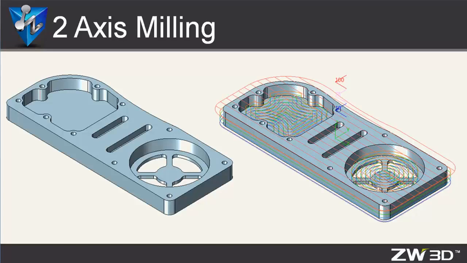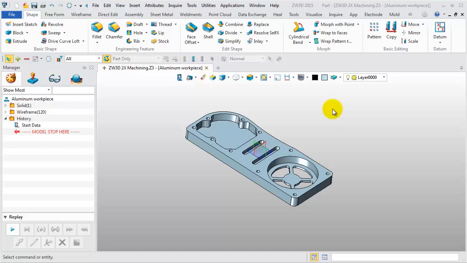In this video, we will learn how to create a two-axis milling toolpath, including how to insert the operation, define the feature, set parameters, verify the path, output the NC code and operation list. Now, let's begin. This is the product with a few slots and holes. Its material is aluminum. We will use two-axis milling operations to machine it.